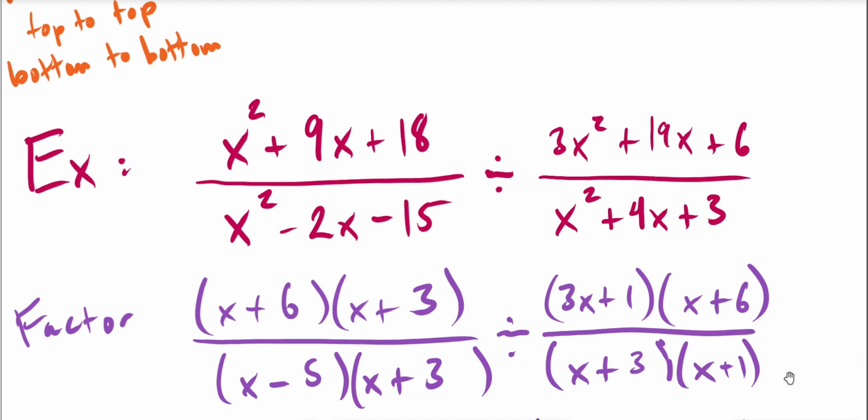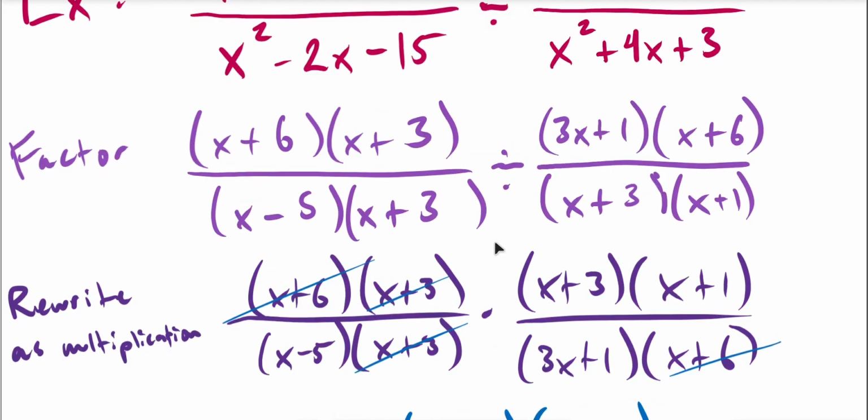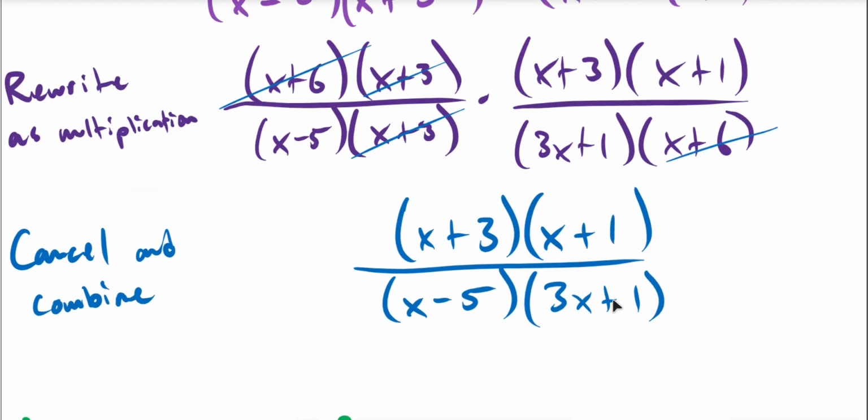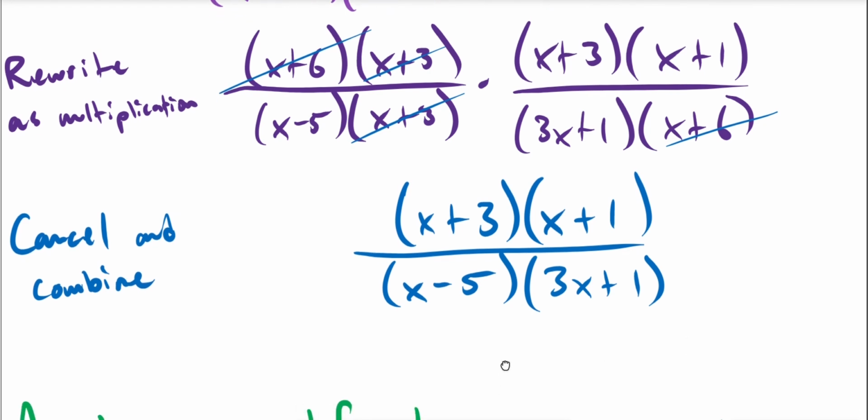Now, before we can see what cancels, we need to rewrite division as multiplication. And when we do that, whatever's on the top and whatever's on the bottom will cancel. So that's the x plus 6's, that's these two x plus 3's, and that's all that cancels. So we combine the terms that are left, and we write this as x plus 3 times x plus 1 over x minus 5 times 3x plus 1. You should know how to FOIL these out and get two expanded polynomials on the top and bottom, but I'm just going to continue on.